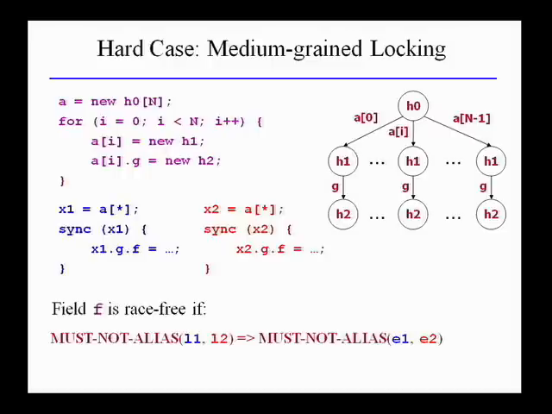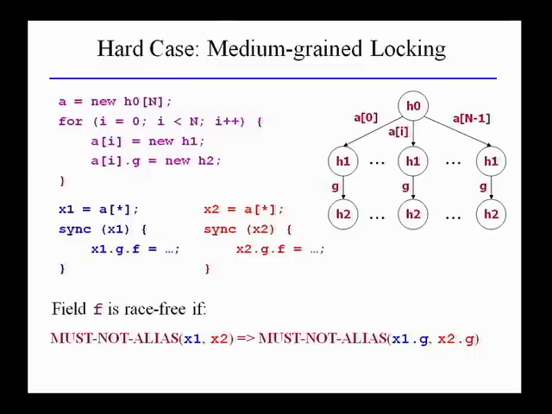In order to prove that this field is race-free, we'd have to show what? There's the generic condition, and here it is instantiated. We have to show that if x1 and x2 are different, meaning that x1 and x2 refer to different H1 objects, then in fact x1.g and x2.g are different, that we're guaranteed to be accessing different H2 objects.